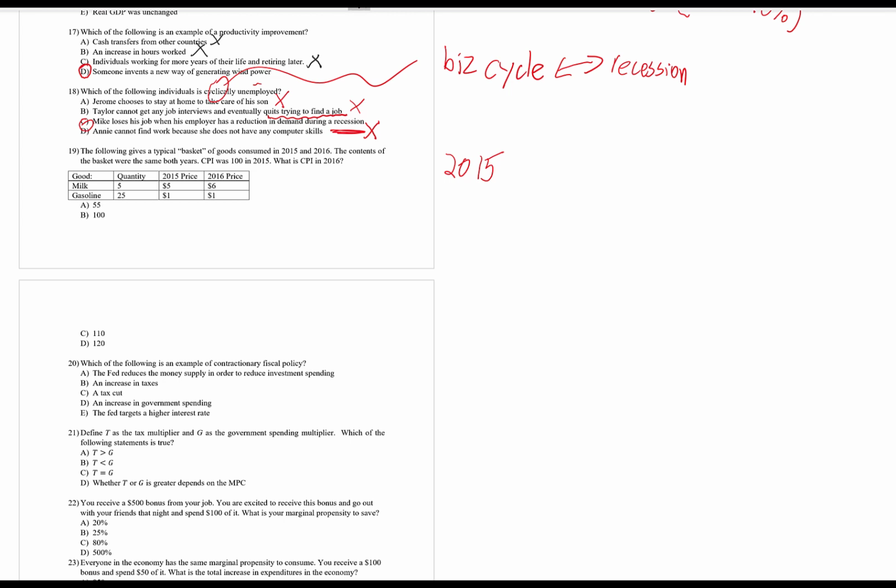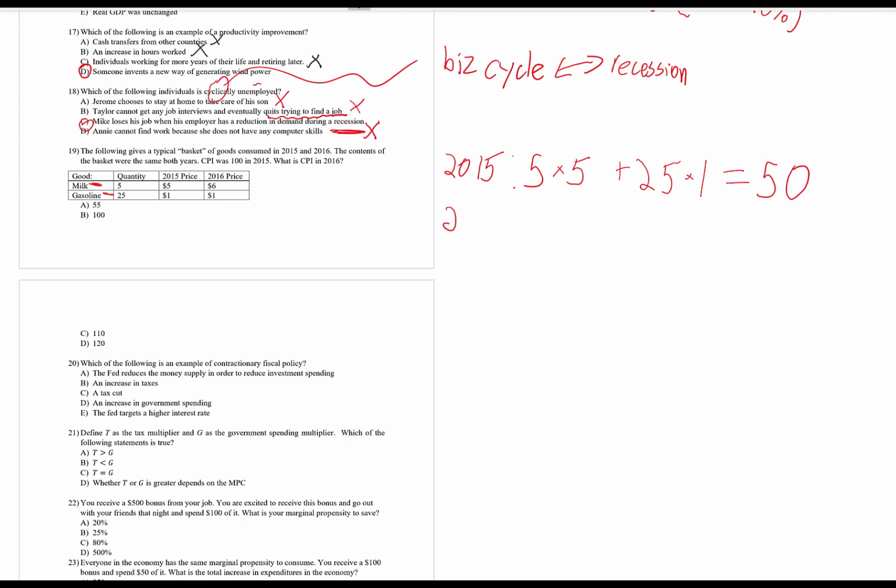In 2015, we would consume 5 gallons of milk at a price of $5 and 25 gallons of gasoline at a price of $1. So what does that mean? So 5 times 5 is 25, 25 times 1 is 25, so we're spending $25 on milk and $25 on gasoline. So we're spending a total of $50. That's the cost of a market basket in 2015.